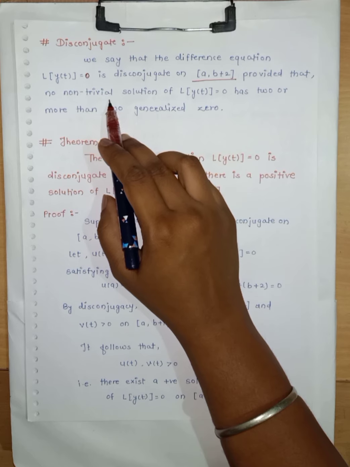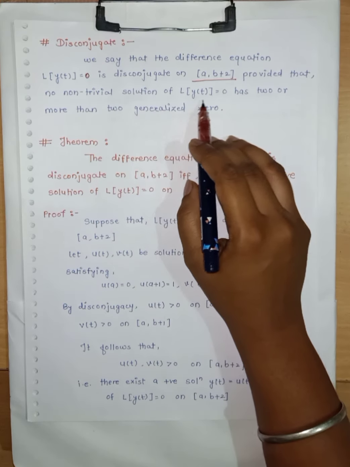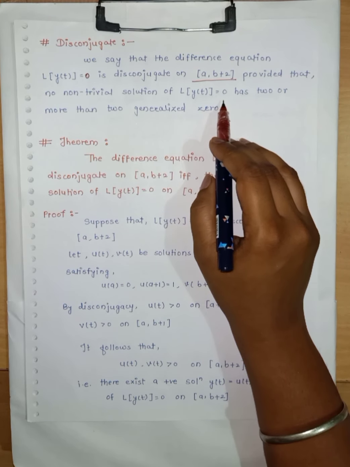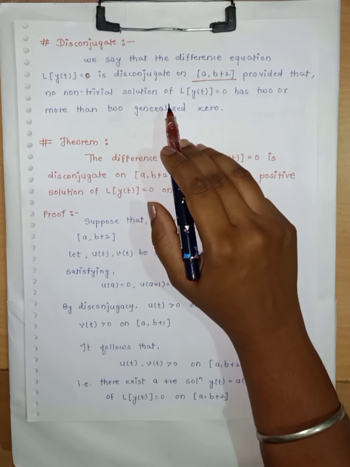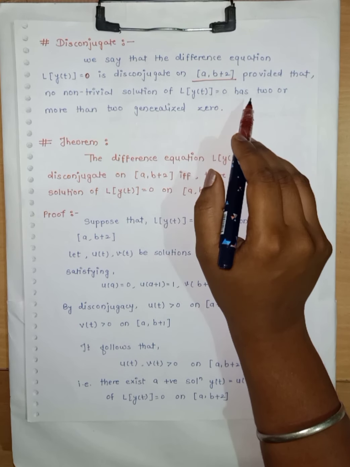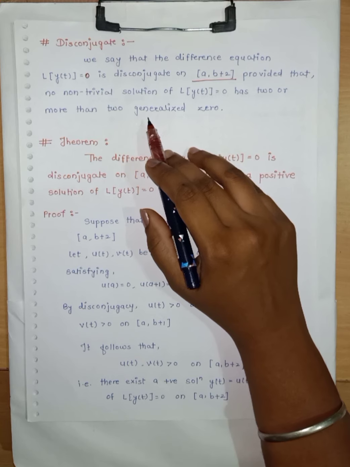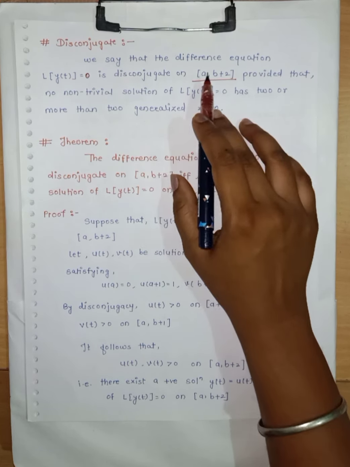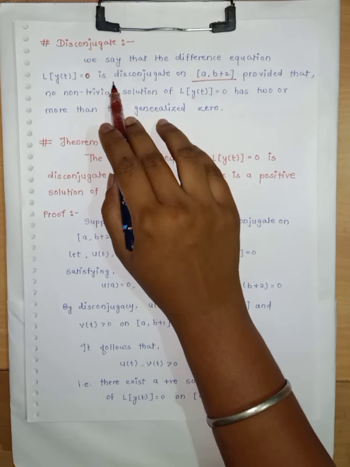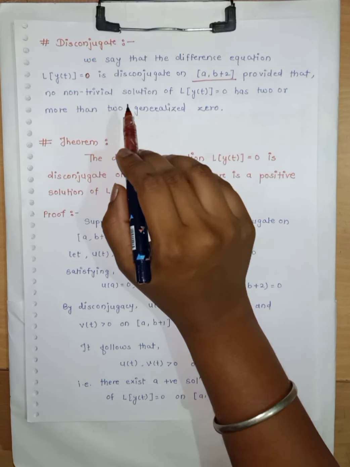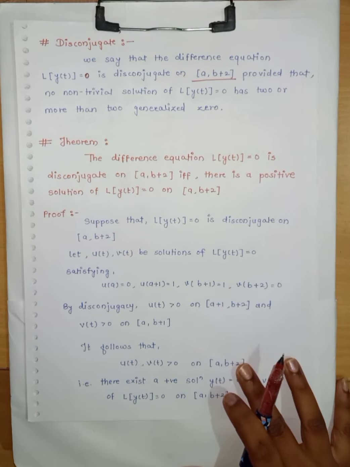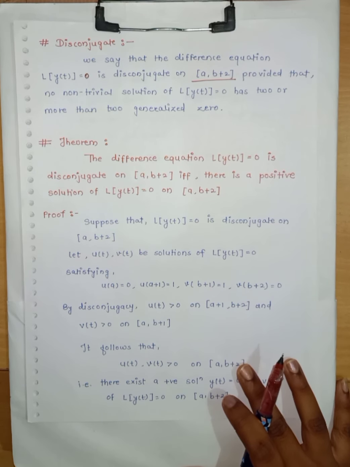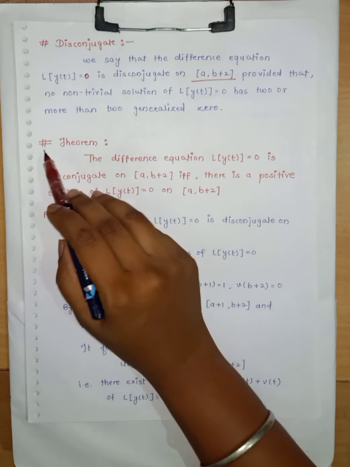No non-trivial solution of L of y of t equals to 0 has 2 or more than 2 generalized zeros. A difference equation like that we can call disconjugate. So that was the definition of disconjugate. Now we will proceed to our theorem.